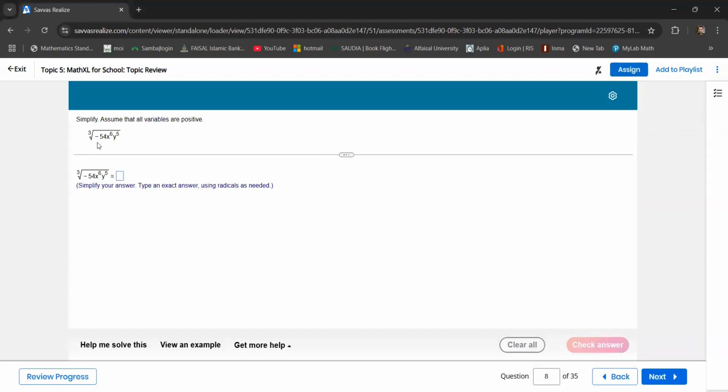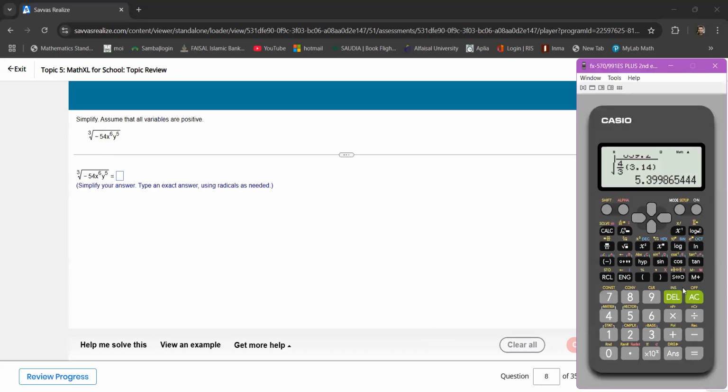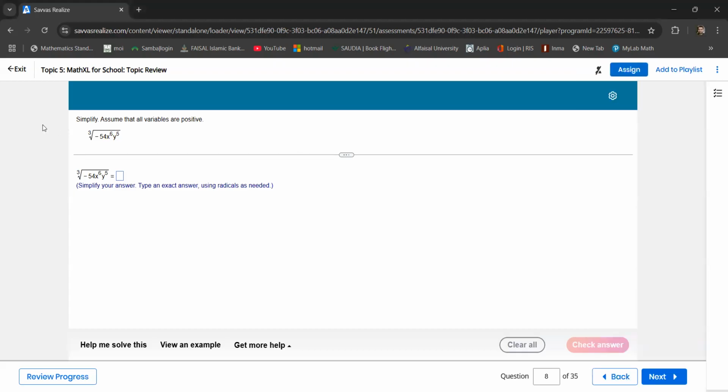Cubic root of negative 54 x to the power of 6 y to the power of 5. Let's check using a calculator first if we can find the cubic root of negative 54. Unfortunately, we cannot find it directly, so we have to write it down as a product of two numbers, one of which we can find the cubic root of.